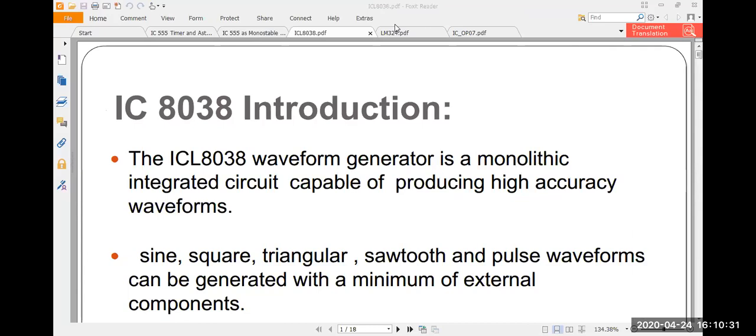So it's a waveform generator, this particular IC. And remember, it is given that it is capable of producing high accuracy waveforms, which is very important. So even in the lab sessions, we have used signal generator or function generator. In that also we had waveforms, sine wave, square wave, and triangular, which can be given as input to any circuit. So we also had that huge kind of a device which generates waveforms for us.